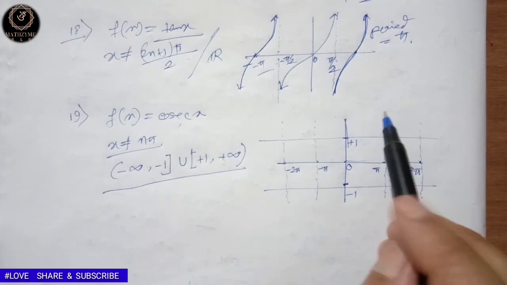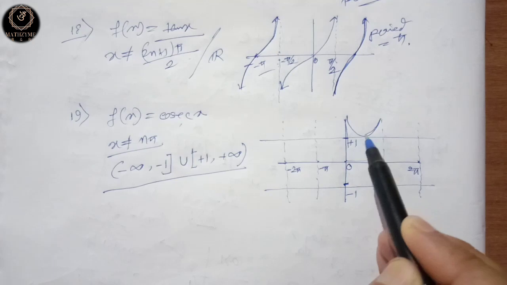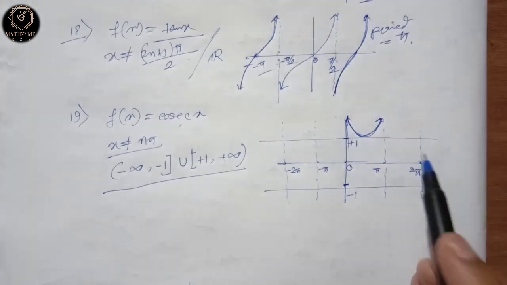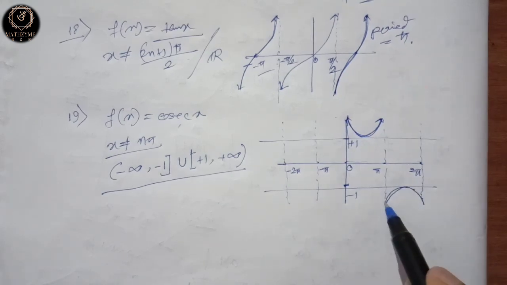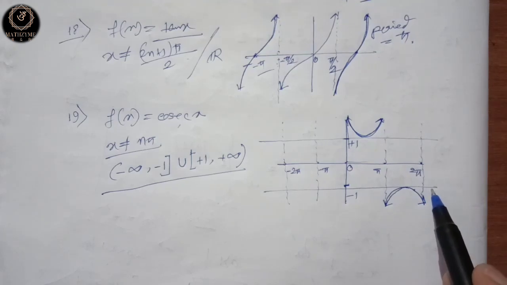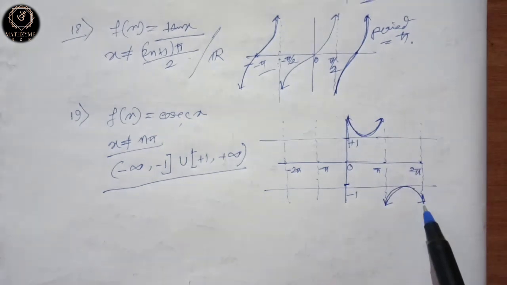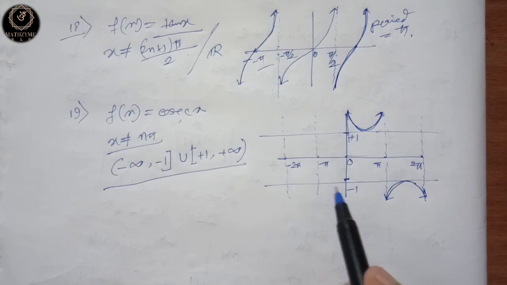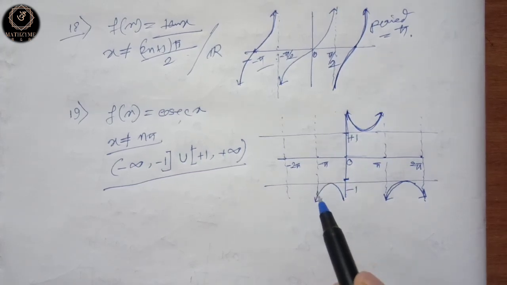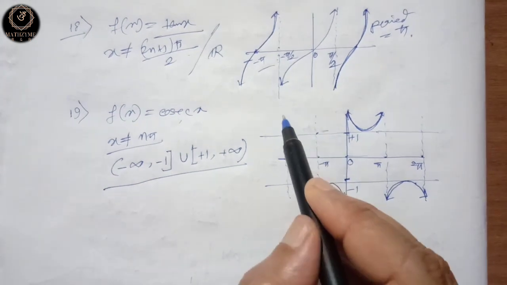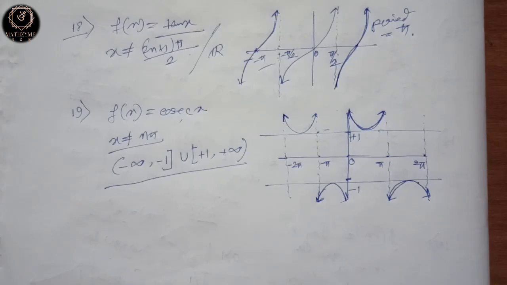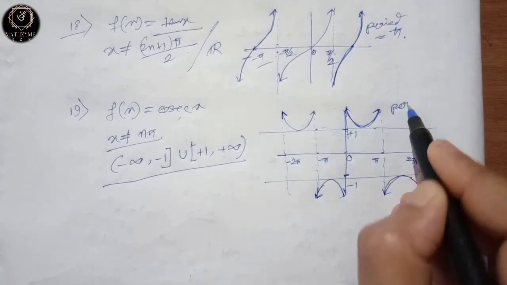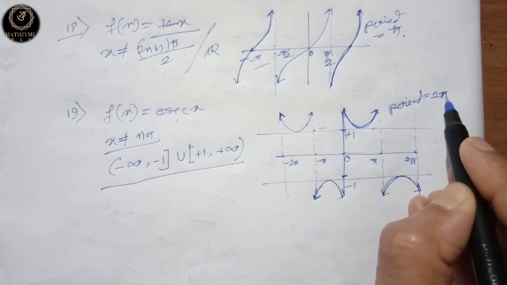Now the graph, in between these two intervals, is a small parabola type graph. Why is this graph drawn like this? Because you must remember that cosec takes values greater than 1 in magnitude, so the graph is like this. Here I made some error. This is the graph of cosec x. Here also you may note that the period is 2 pi.